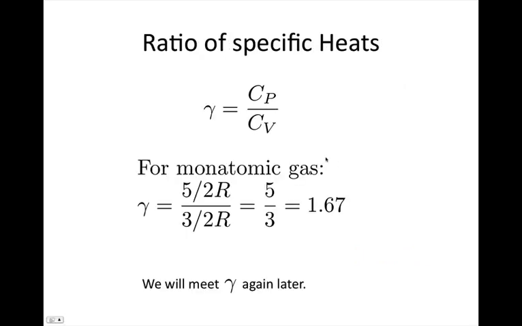Okay, so I'm going to introduce this now. You'll be meeting gamma again later, but gamma is just the ratio of the specific heats. So it's CP on CV. So for a monatomic gas, if you were asked to find gamma, you just substitute in CP, which is 5/2 R, and CV, which is 3/2 R, so you end up with 5/3, which is 1.67. You'll be meeting gamma when we learn about adiabatic processes.